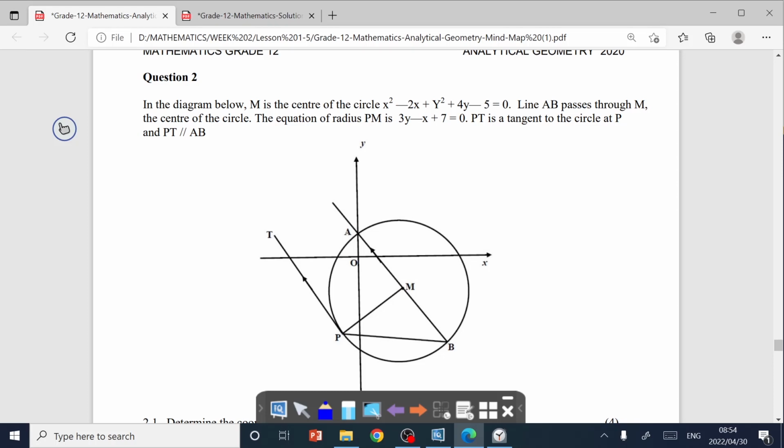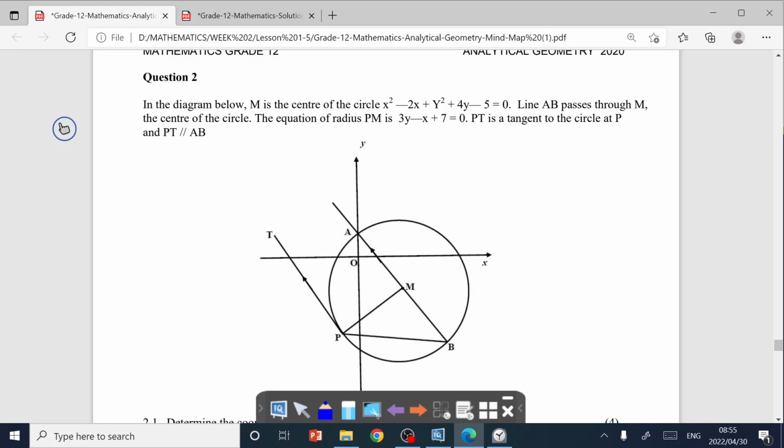Okay, in the diagram below, M is the center. So again, x squared minus 2x plus y squared plus 4y minus 5 is equal to 0. Line AB passes through M, the center of the circle. The equation of the radius PM is 3y minus x plus 7 is equal to 0. PT is a tangent to the circle at P, and PT is parallel to AB.